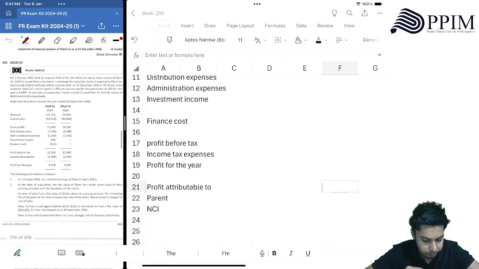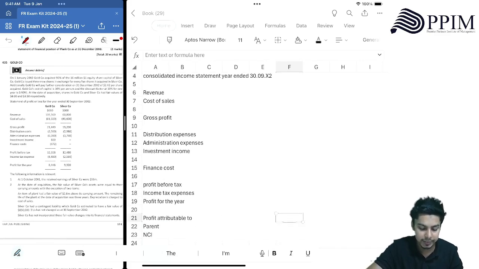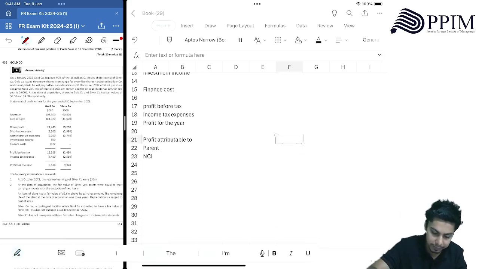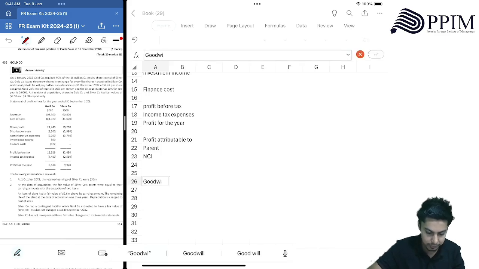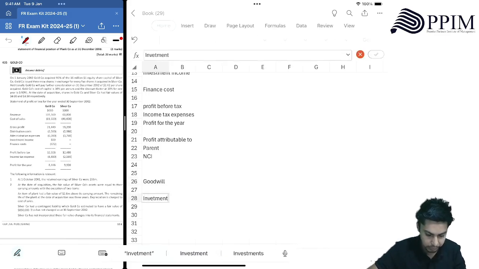Okay guys, listen. Apart from that one, in this paper they are also asking students to calculate goodwill. So separately, I am also going to write the goodwill equation. Let's mark that one also over there, goodwill. Normally, how do we calculate goodwill? First thing we need is investment, which is basically consideration. Investment slash consideration.